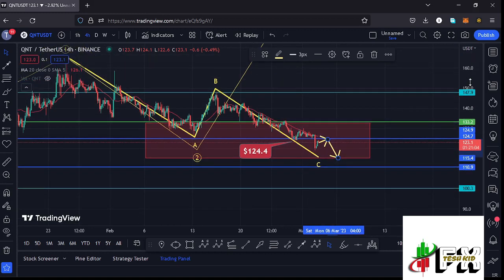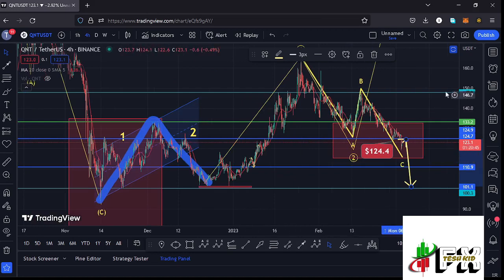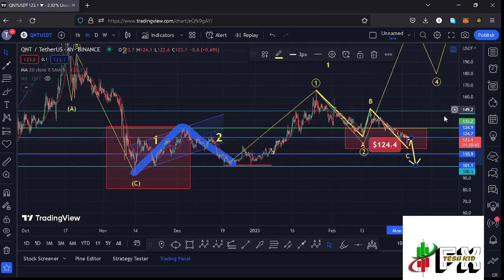But you also need to be prepared for a worst case scenario, where in case we manage to break out of this target area, that is lose the fib level 0.78 and also lose the fib level 0.88, maybe also lose our next key area of support at around the $110.9 mark and continue pushing even lower, then that would be suggesting a different Elliott wave count here on the Quant chart.